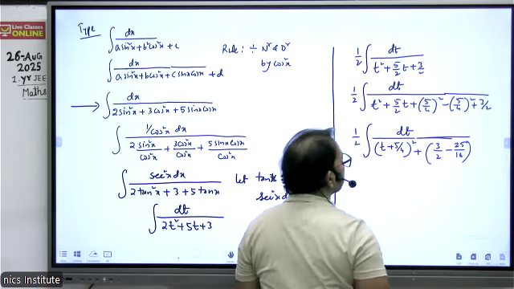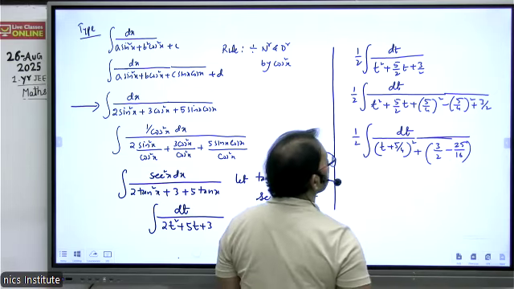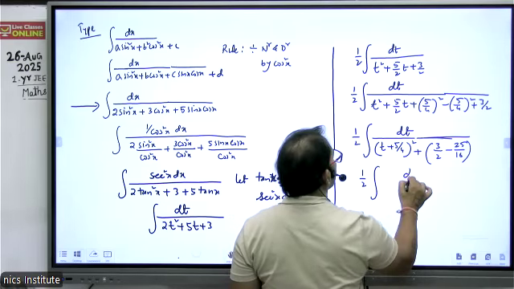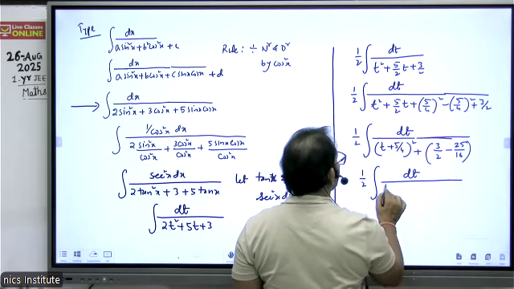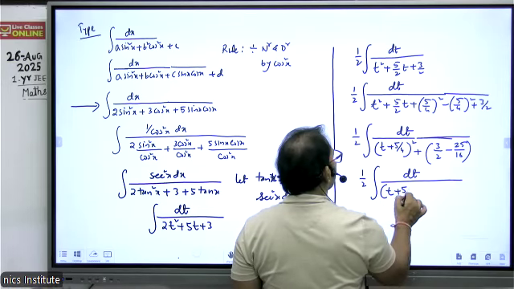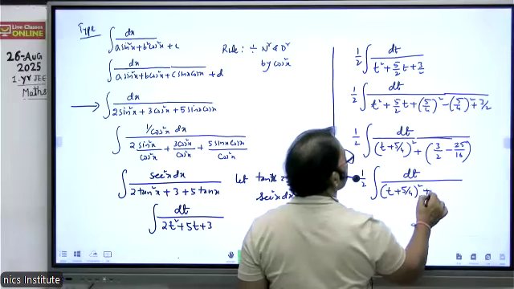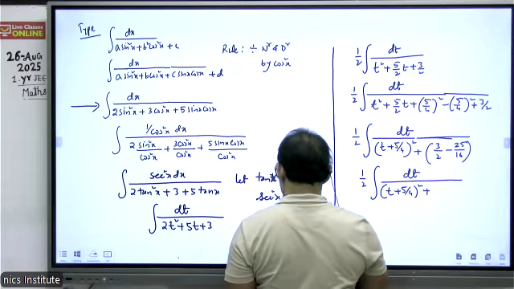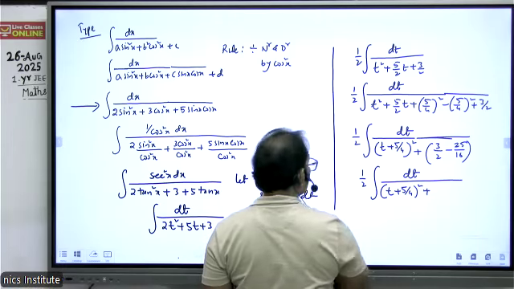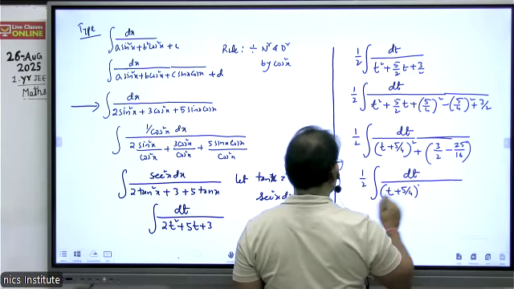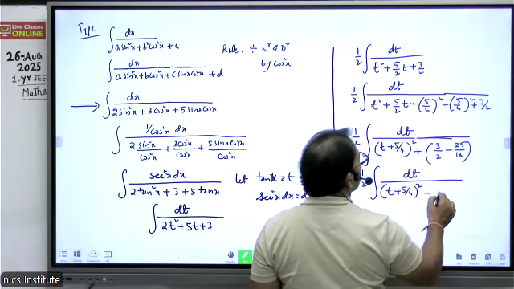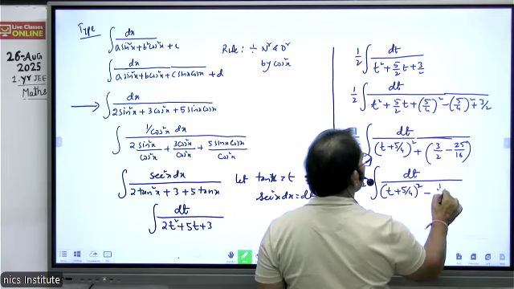Will it be negative or positive? t plus 5 by 4, and it is 48 minus 25, so it is negative. Minus 1 by 4 whole square.